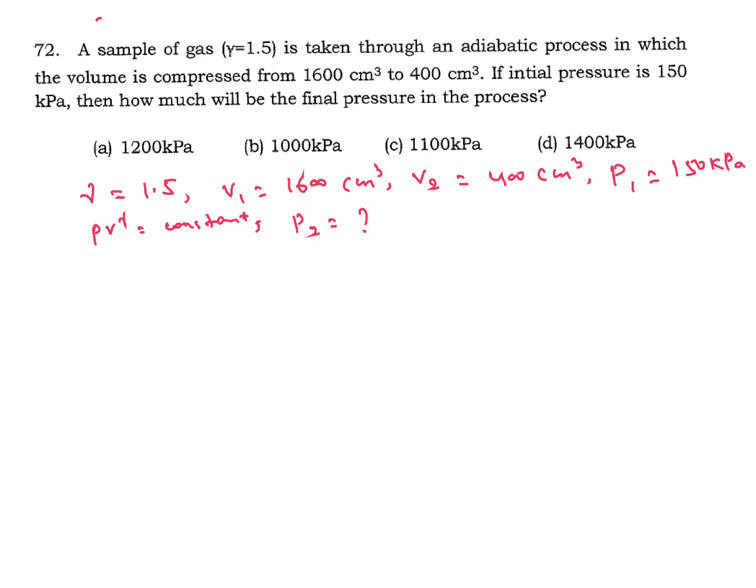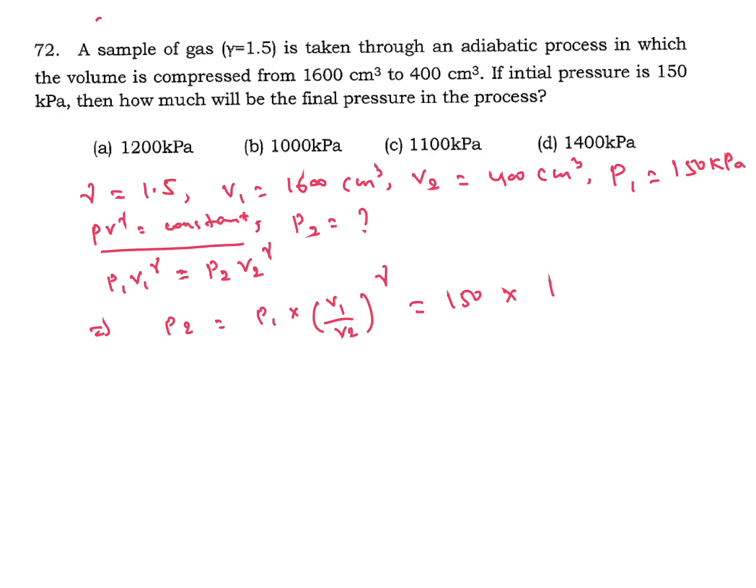P2 we have to calculate, so we will use this one: P1 V1 to the power gamma equals P2 V2 to the power gamma. So we have to calculate P2 equal to P1 into V1 by V2 whole to the power gamma. So P1 is 150 into 1600 by 400 whole to the power 1.5.